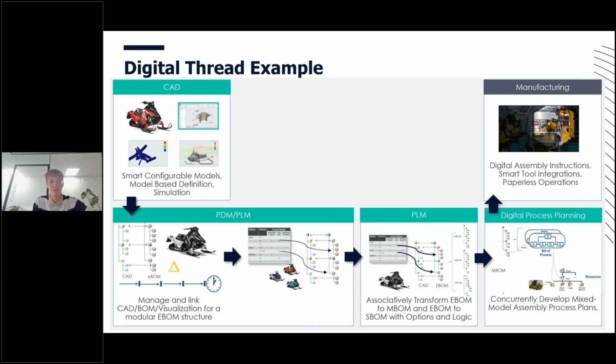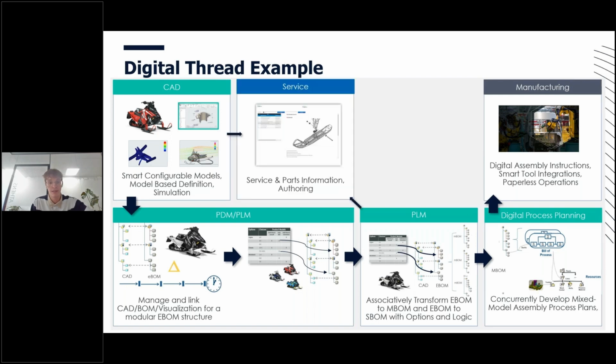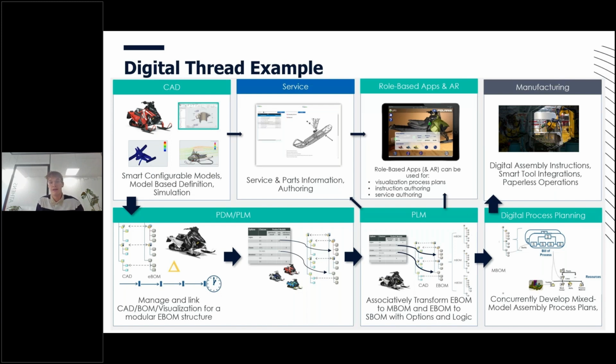But also the service team can be attached to the digital thread example, where they have, of course, the service BOM and see relevant service and spare parts information. And finally, if you go the extra mile, you can have an efficient and digital user interface for your service, manufacturing, and maybe other teams. And you can go completely paperless, and then you can use role-based applications mainly for visualization of your product data.